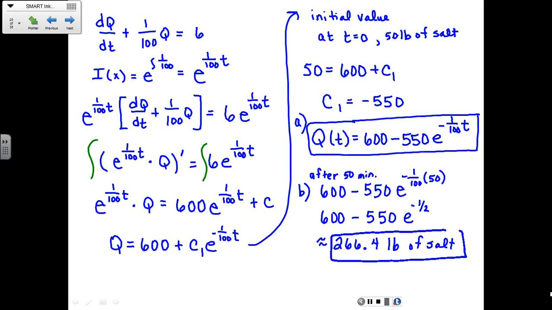How much salt was in there in the beginning? 50 pounds. Now, after 50 minutes of pumping, you got 266 pounds of salt in there. How is there more salt? What are you pumping in there? You're pumping a brine, right, which is salt water. You're pumping the salt solution in there.